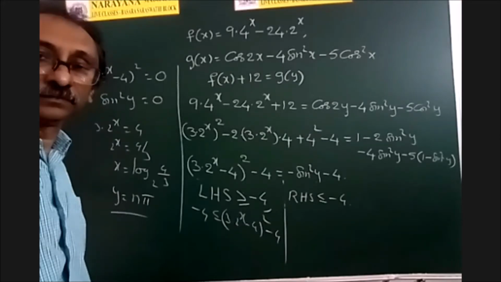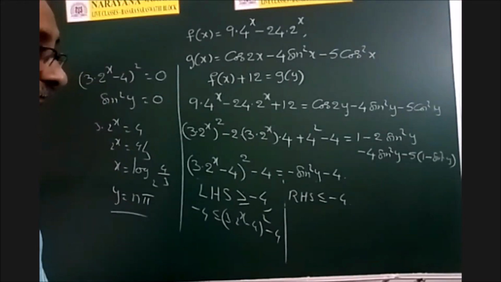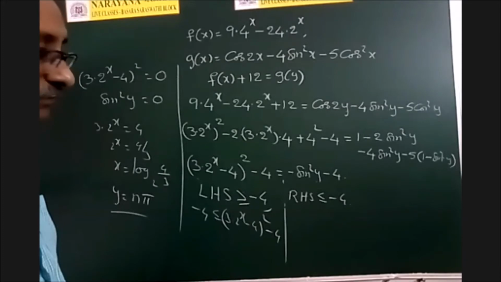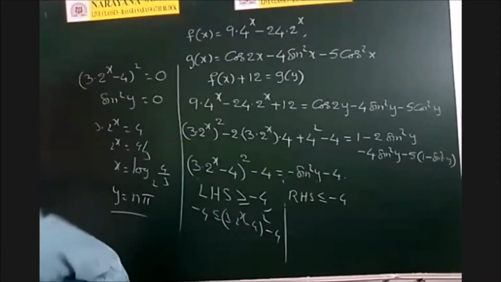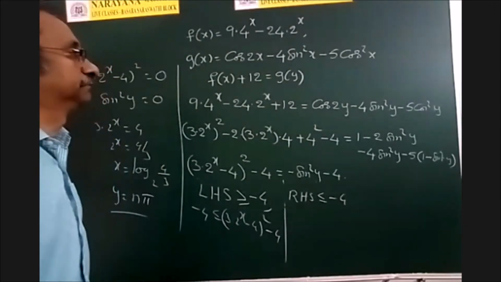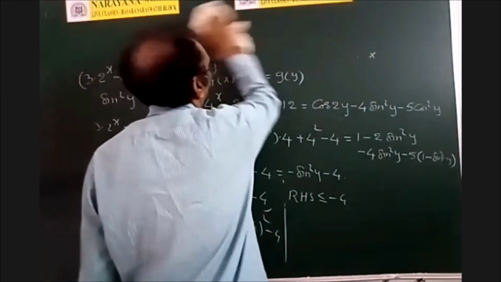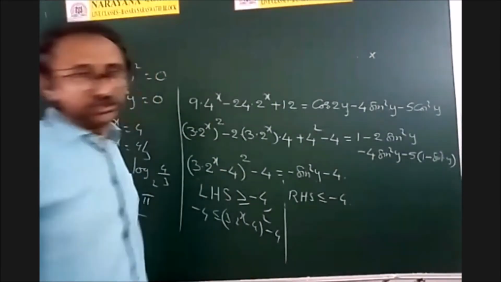Harshit: Sir, sin square y least value is minus 1, sir. Sin square y least value is minus 1, sir. Sin square y least value 1. Sorry. Sin square y greatest value is 1. Least value, sir, minus 1, sir. 0, 0 is the least value.